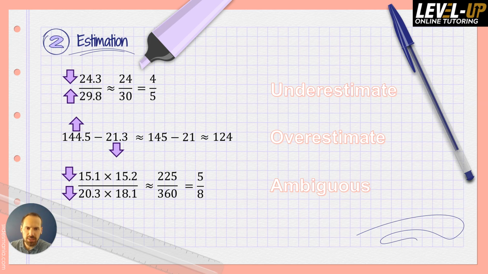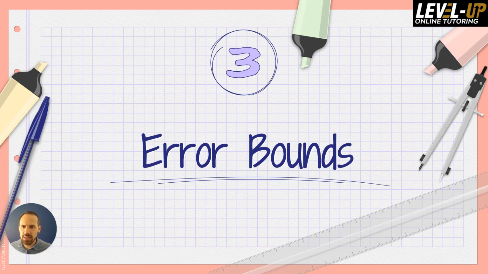If you hit an ambiguity at some point, you can't really know for sure which way it's going to go. But sometimes when they do align, you can see if it's going to be an overestimate or underestimate. It's a really useful thing to be able to do. And we'll see almost like the reverse way of doing this in the next section on error bounds.